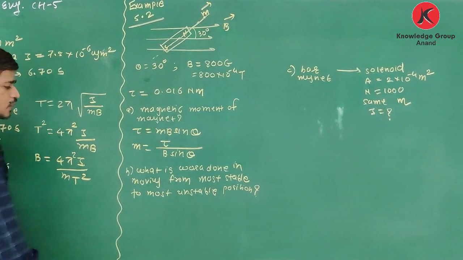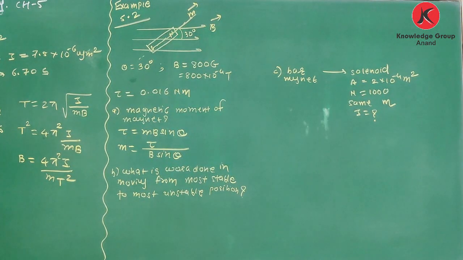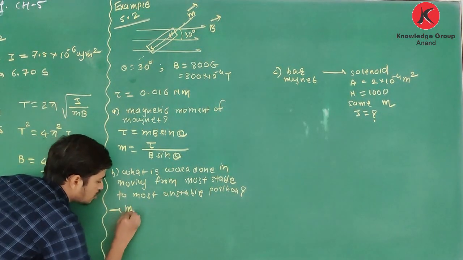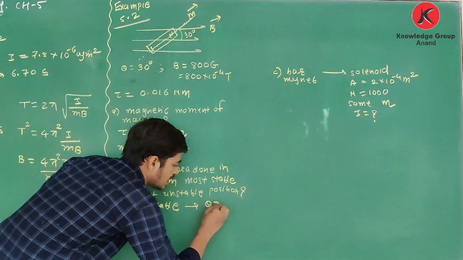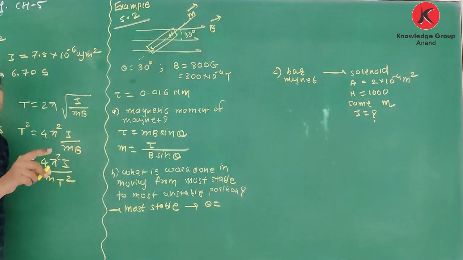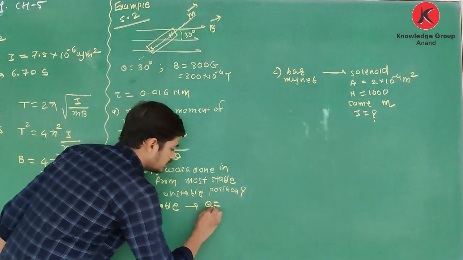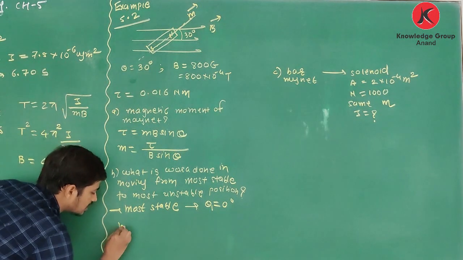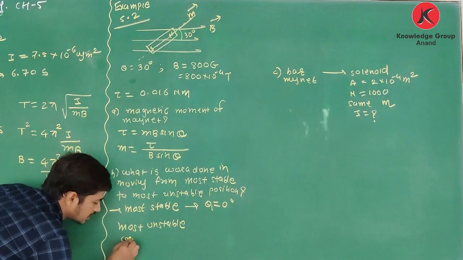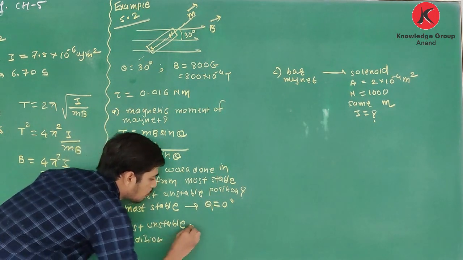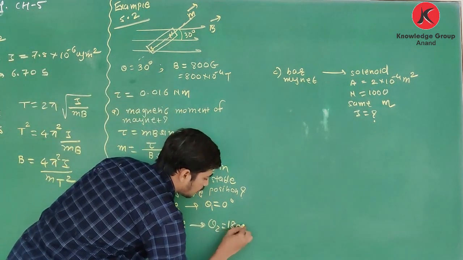What is question B? What is the work done in moving from the most stable to the most unstable position? Most stable position means the magnet aligns in the direction of the magnetic field. The magnetic moment is in the direction of the magnetic field. So theta 1 is equal to 0. Most unstable condition means the angle between them, theta 2, is equal to 180 degrees.